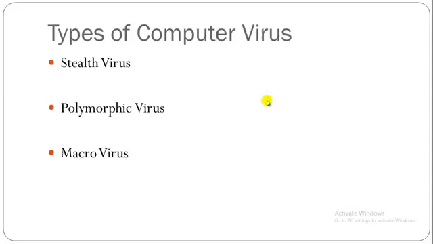And the most dangerous of all would be the polymorphic virus. A polymorphic virus acts as a chameleon. It changes its virus signature, its binary pattern, every time it multiplies and affects a new file.